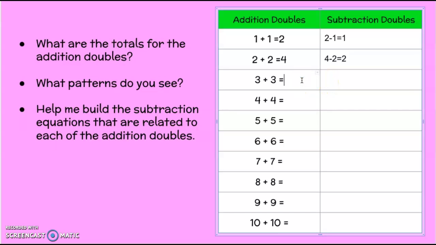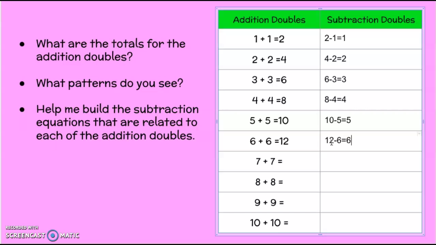3 plus 3 equals 6. The subtraction double: 6 minus 3 equals 3. You're getting it. 4 plus 4 equals 8. So 8 minus 4 equals 4. 5 plus 5? Oh, you were fast at that one. 10. So 10 minus 5 equals 5. 6 plus 6? 12. 12 minus 6 equals 6.